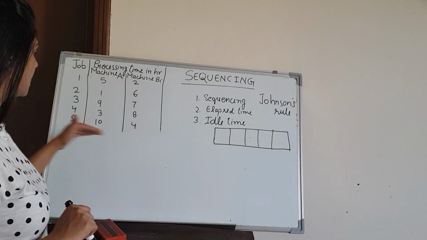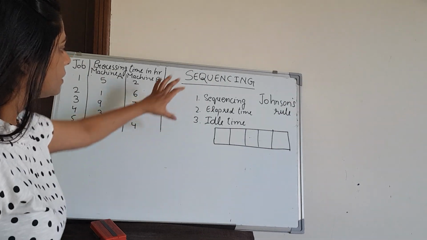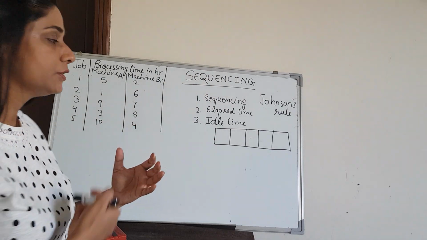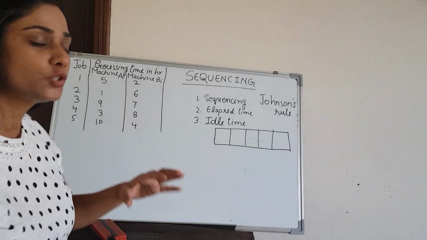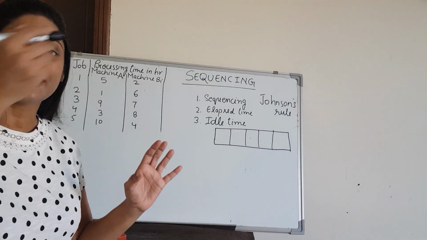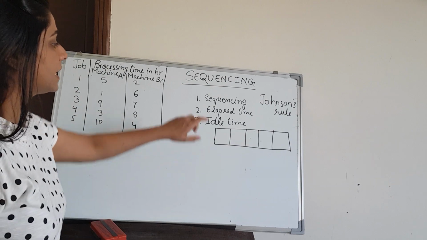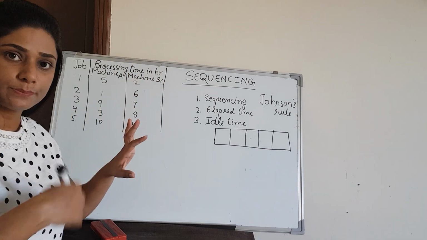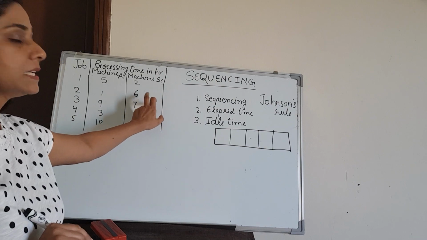In the same way, the timing of machines A and B in hours are given, and we need to calculate. First we will find the sequencing, meaning the order of the jobs. Sequencing means we need to find the order of the jobs on machines A and B, so that both machines can finish their jobs in minimum time. Second, we will find the elapsed time. Elapsed time we will find by a table format, and idle time also we will calculate by this table.